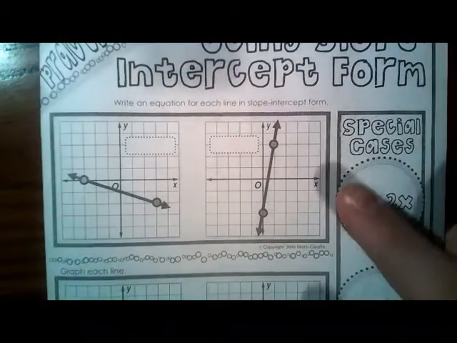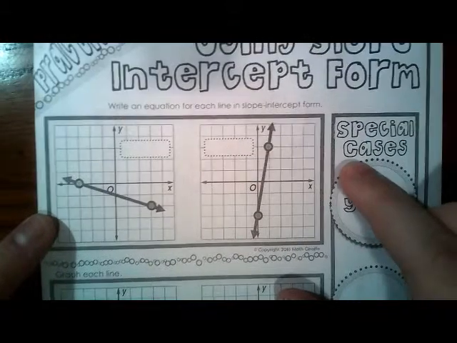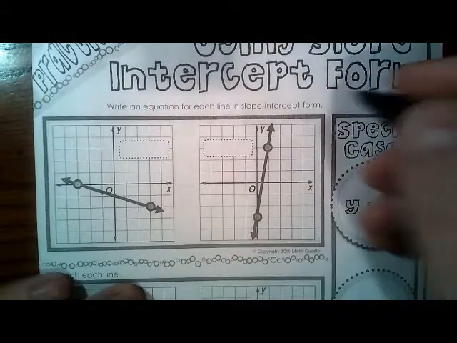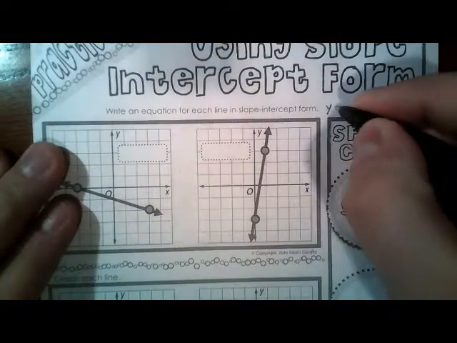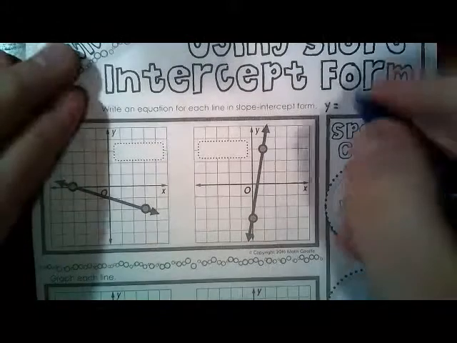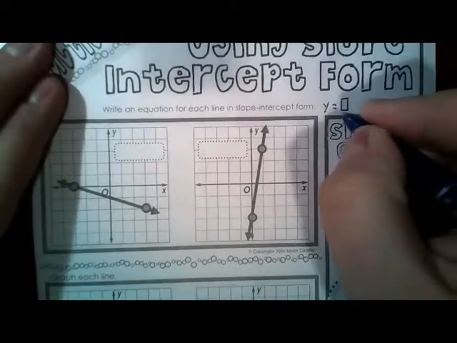For these two, we're asked to write an equation for each line in slope-intercept form. So slope-intercept form is y equals m, but instead of m, I'm going to put a box with a little m underneath.